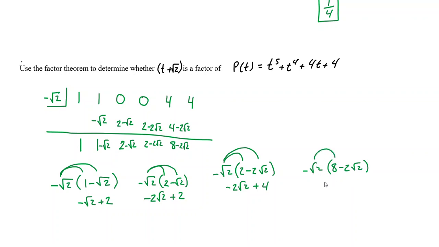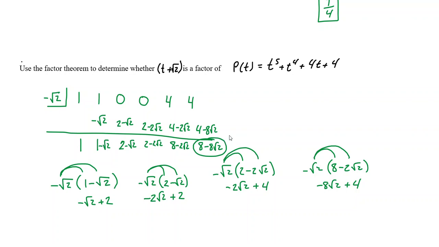Negative square root 2 times 8 is negative 8 square root 2. Negative square root 2 times negative 2 square root 2. Let's see, negative times a negative is positive. Square root 2 times square root 2 is 2 times the other 2 is 4. So we have 4 minus 8 square root 2. And then we're going to add 4 to that. 4 plus 4 is 8 minus 8 square root 2. The remainder is 8 minus 8 square root 2.